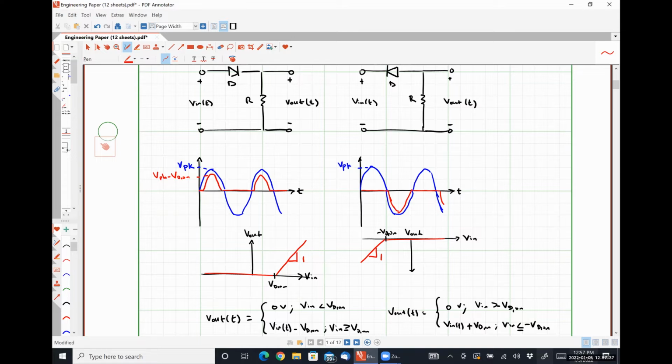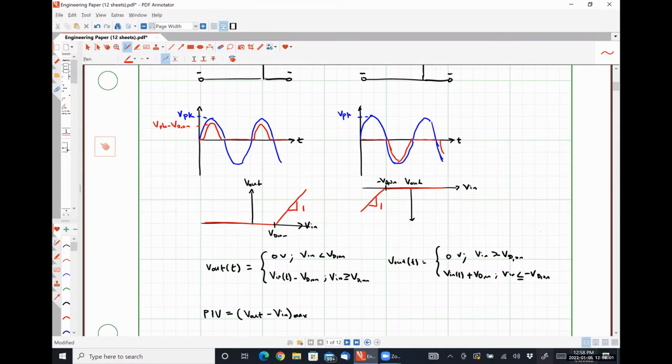So I would argue that our peak inverse voltage here is going to occur at the middle of our negative half cycle, where V out is 0 and V in is exactly V peak. All right. Should be effectively the same for the other one as well.